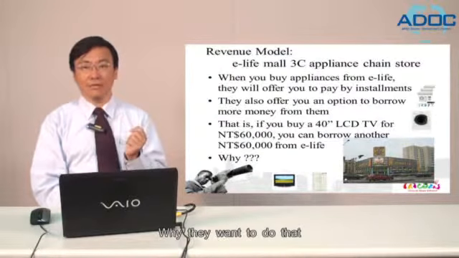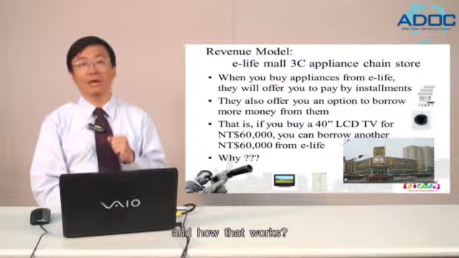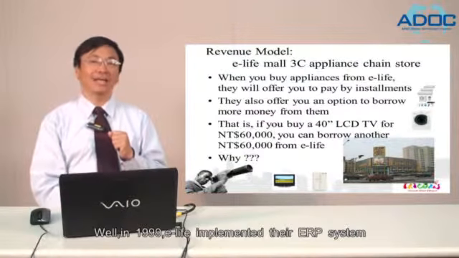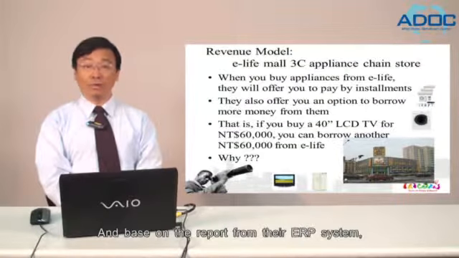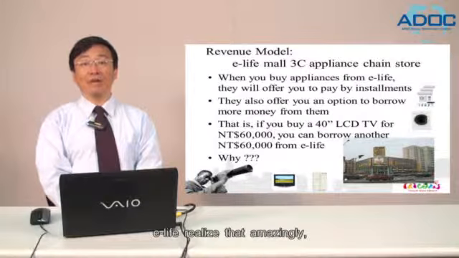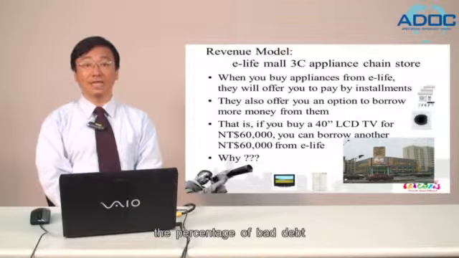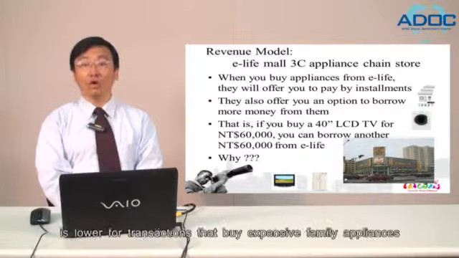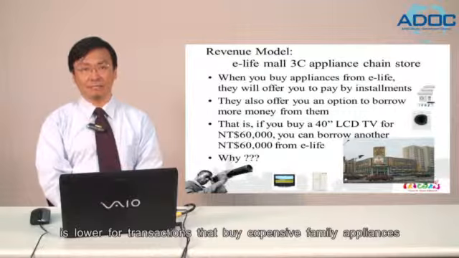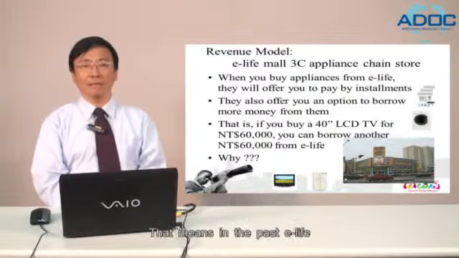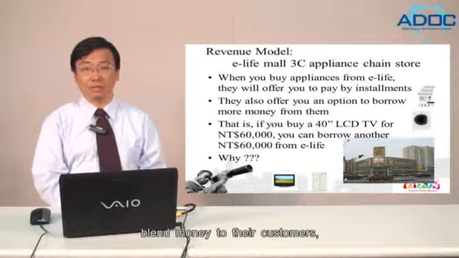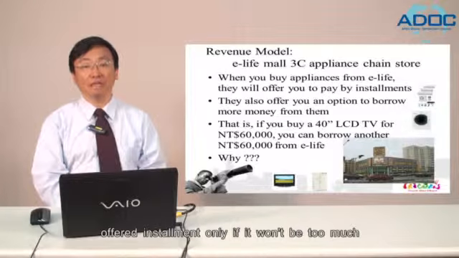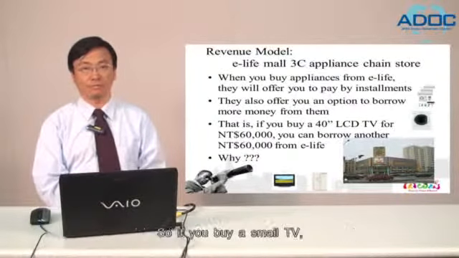Why do they want to do that, and how does that work? Well, in 1999, eLife implemented their ERP system. Based on the report from their ERP system, eLife realized that, amazingly, the percentage of bad debt is lower for transactions that buy expensive family appliances. What does that mean? Well, that means in the past, eLife lent money to their customers and offered installments only if it wouldn't be too much.